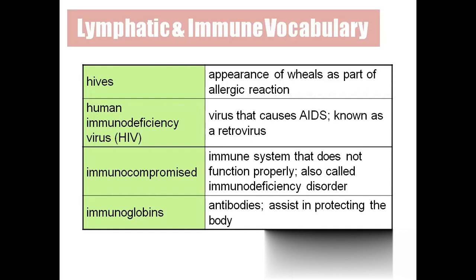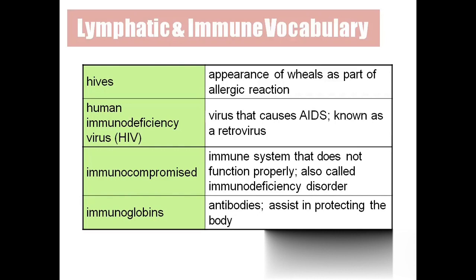HIV, human immunodeficiency virus. This virus will lead to AIDS. Usually when a person gets infected with HIV, he will come to know that he has AIDS only after 5 to 10 years. So the incubation period for AIDS from HIV is 5 to 10 years. And immunocompromised.